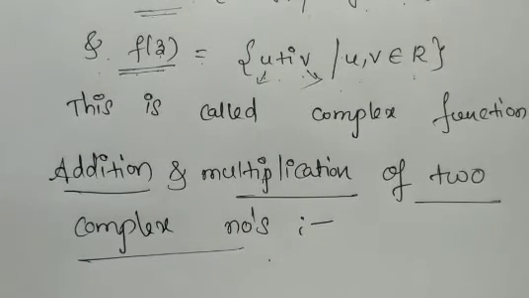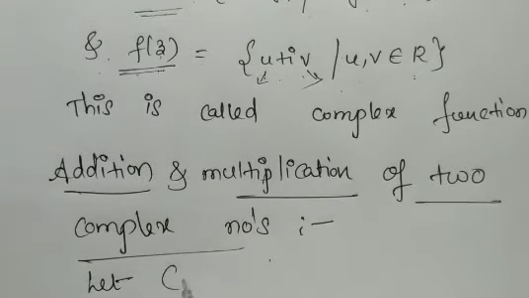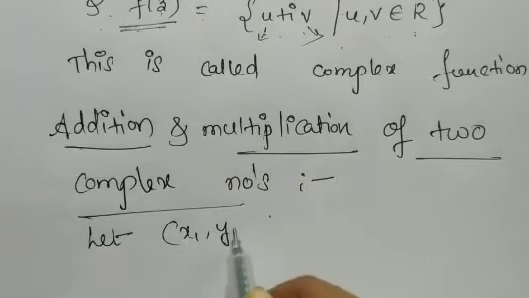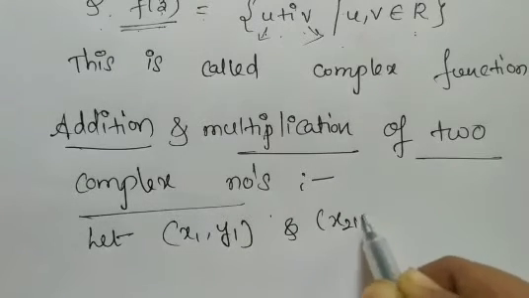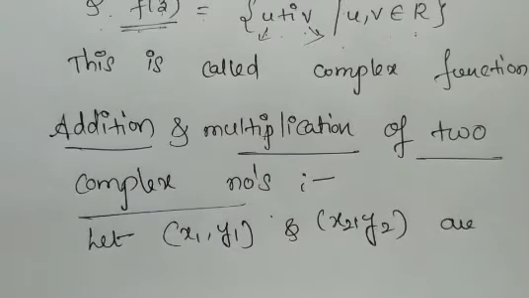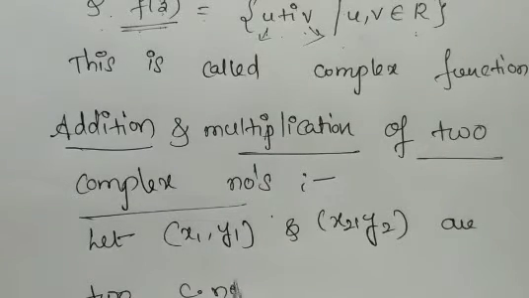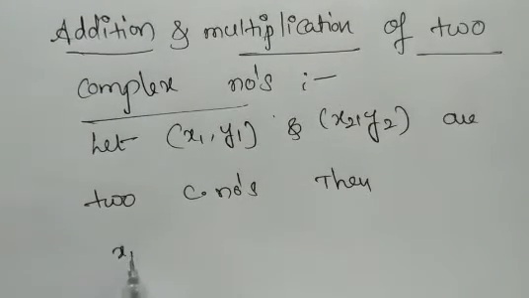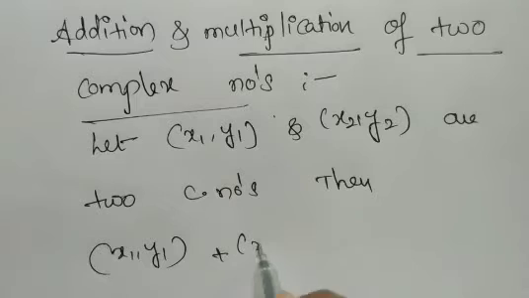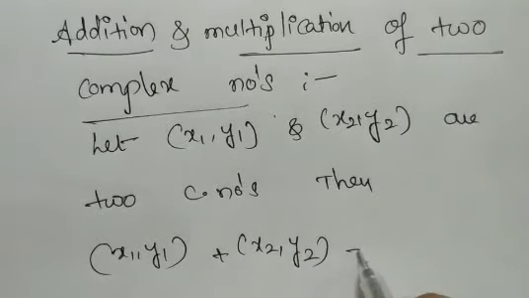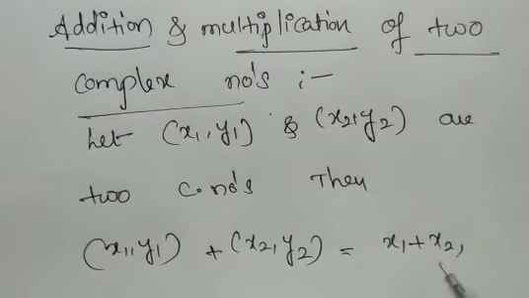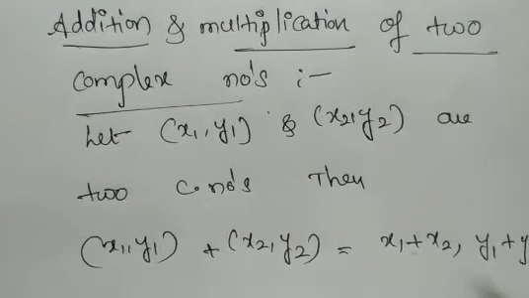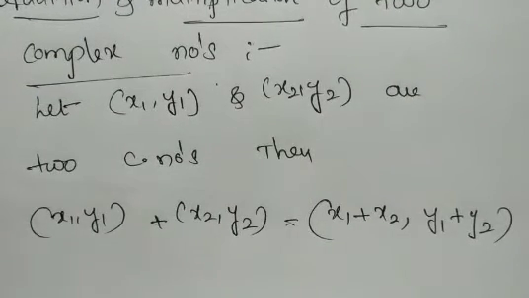Next one, addition and multiplication of two complex numbers. Here I am taking two complex numbers, that is two ordered pairs x1 comma y1 and x2 comma y2. These are the two complex numbers. Then the addition of complex numbers, that is x1 comma y1 plus x2 comma y2, is equal to x1 plus x2 comma y1 plus y2. So this is the addition of complex numbers.